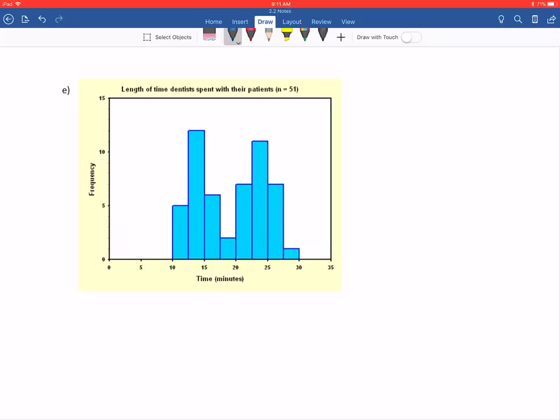Okay, so lastly, this graph represents the length of time dentists spend with their patients. So we've got time in minutes across the bottom and frequency on the y-axis. I definitely see bimodalness going on again. However, this one doesn't really seem like it's very skewed. It seems pretty symmetric. It has the one mound, the other mound, and down, and there's not a lot of skew going on. So I would also call this one symmetric.